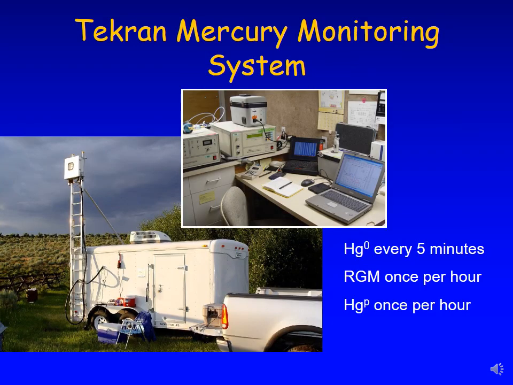So let's take a look at what was going on up in Salmon Falls Creek up in Idaho. In order to do this, you have to have a mercury monitoring system. The system is referred to as a Tekran mercury monitoring system, and it can measure three different things. It can measure the gaseous elemental mercury, the Hg0, every 5 minutes, and it can measure the water-soluble mercury, the RGM, reactive gaseous mercury, once an hour, and it can measure particulate mercury, HgP, once per hour. The concentrations of mercury in the atmosphere are exceptionally low.